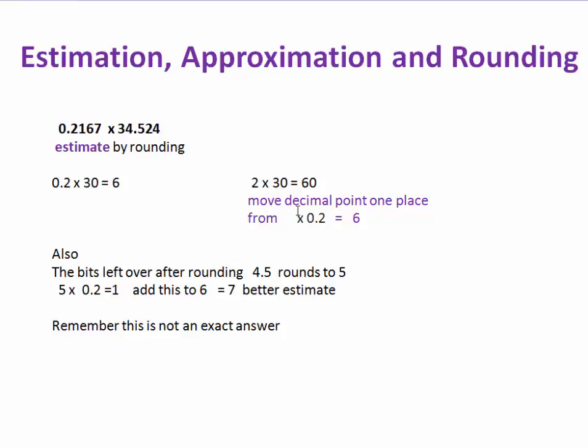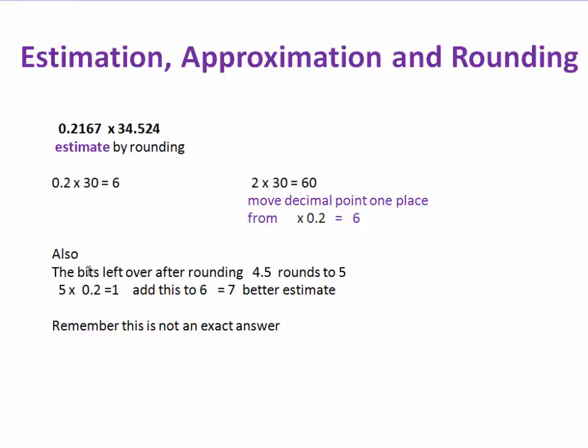30 times 0.2. Well, 30 times 2 is 60. And this 0.2 is the decimal we're interested in. So when we're at 60, the decimal point is here by the 0. Move it left one place. And when we do that, we get the 6. So 30 times 0.2 is 6.